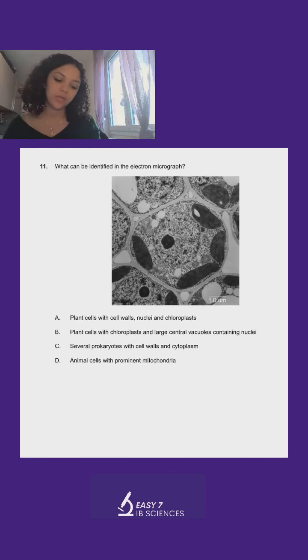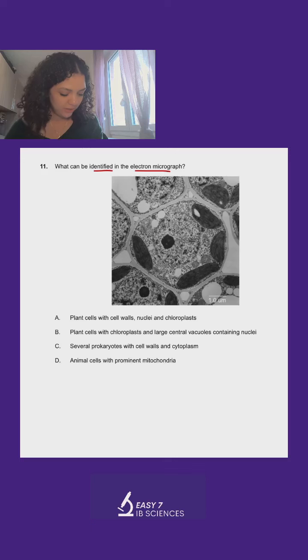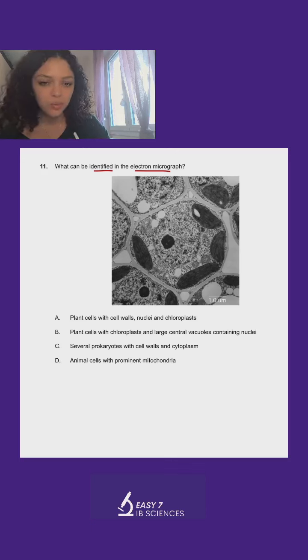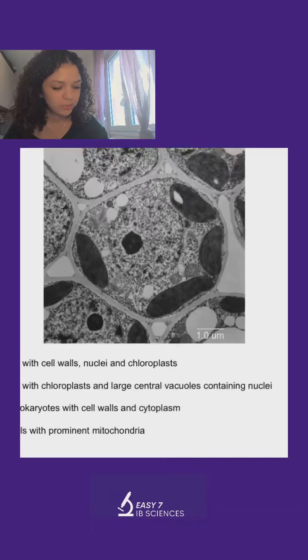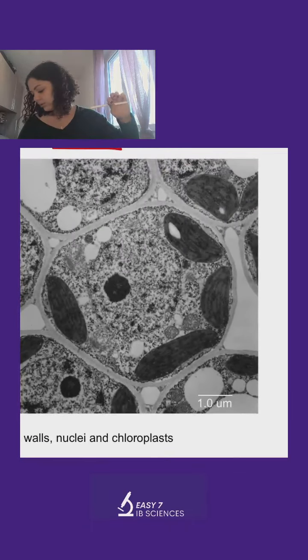Okay, let's have a look at question 11. It says, what can be identified in the electron micrograph? Here we see an electron micrograph. Remember, I said there are going to be lots of electron micrographs coming up. I think there will be as well in your May exams. So keep in mind, what do you guys identify? I'm just going to zoom in to help you here, and then I'll zoom back out so you can pick an answer.